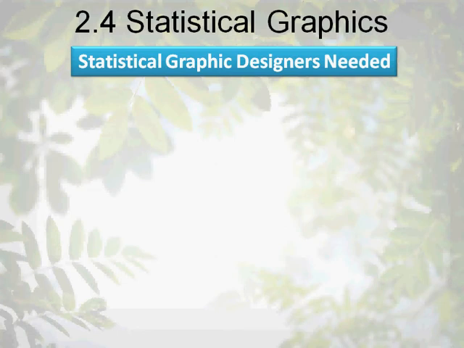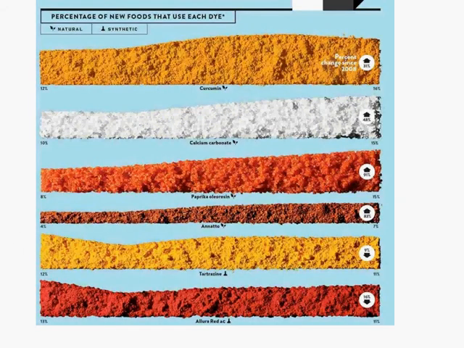There is a great need for graphic designers with the ability to come up with creative ways of visualizing data. One of the more interesting magazines I have found for visually interesting depictions of studies and experiments is Wired magazine. Here's one good example looking at the percentage of new foods that use each food dye. This could have been represented by a bar graph, pie chart, Pareto chart, but clearly the designer found a much more interesting and engaging way of depicting the same information.